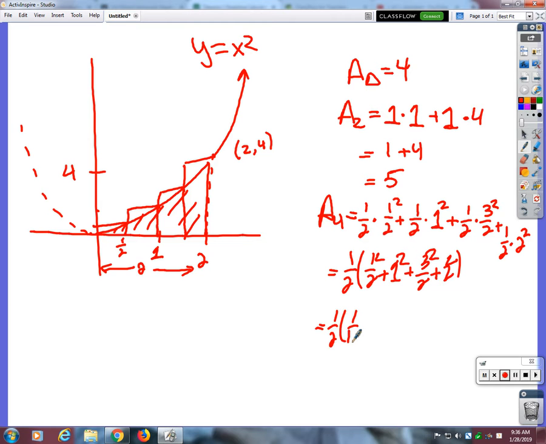So this is going to be 1/4 plus 1 plus 9/4 plus 4, which is going to be 10/4 plus 5. What's 10/4? 2.5. So that's going to be 1/2 of 7.5, which is going to be 3.75. So, finally, closer than Maddie's opening bid of 4.